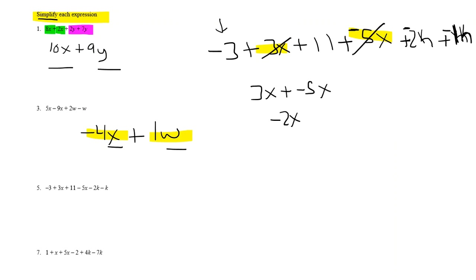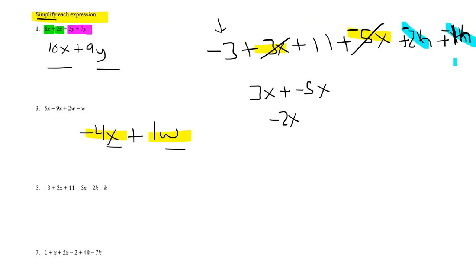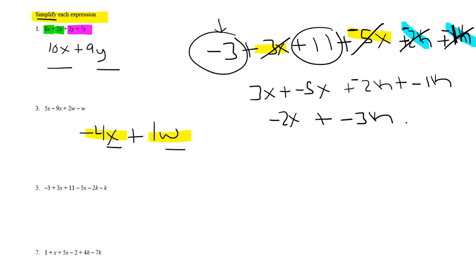We can also combine the two families that have k as their last name. So if we combine a positive 2k, negative 2k with a negative 1k, that is going to give us a negative 3k. And then we have a negative 3 and a positive 11, and when we combine those, we get a positive 8.